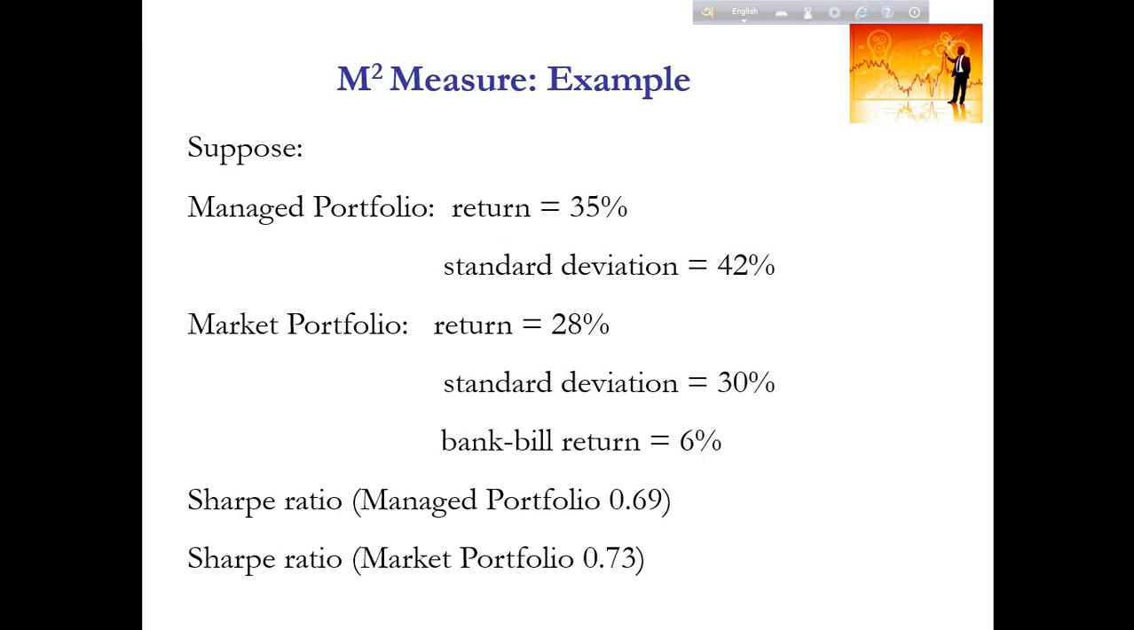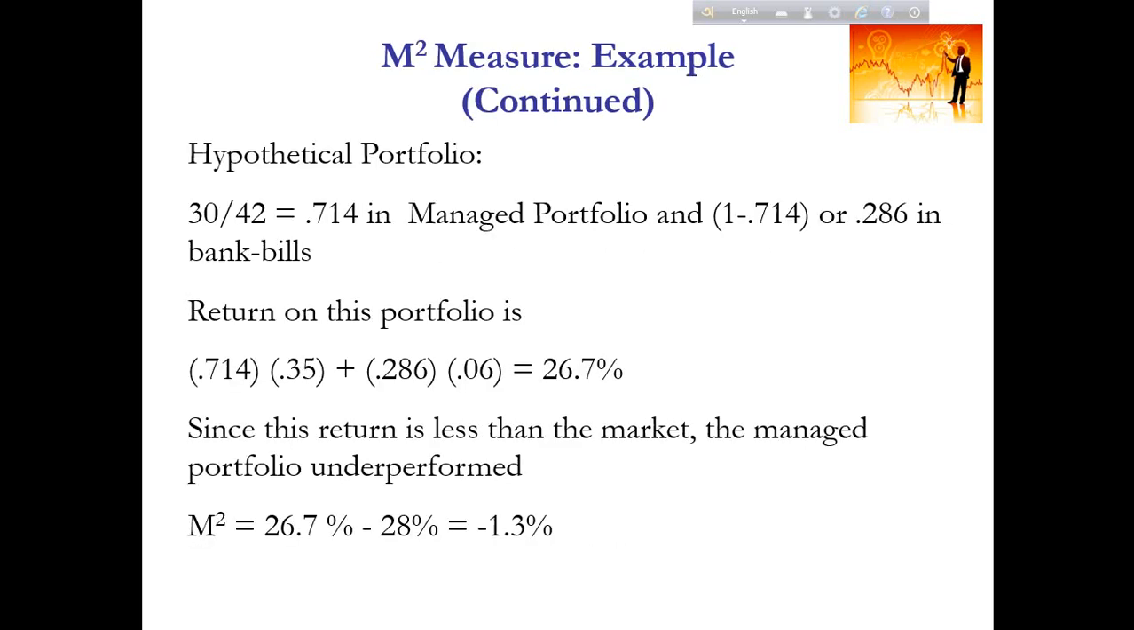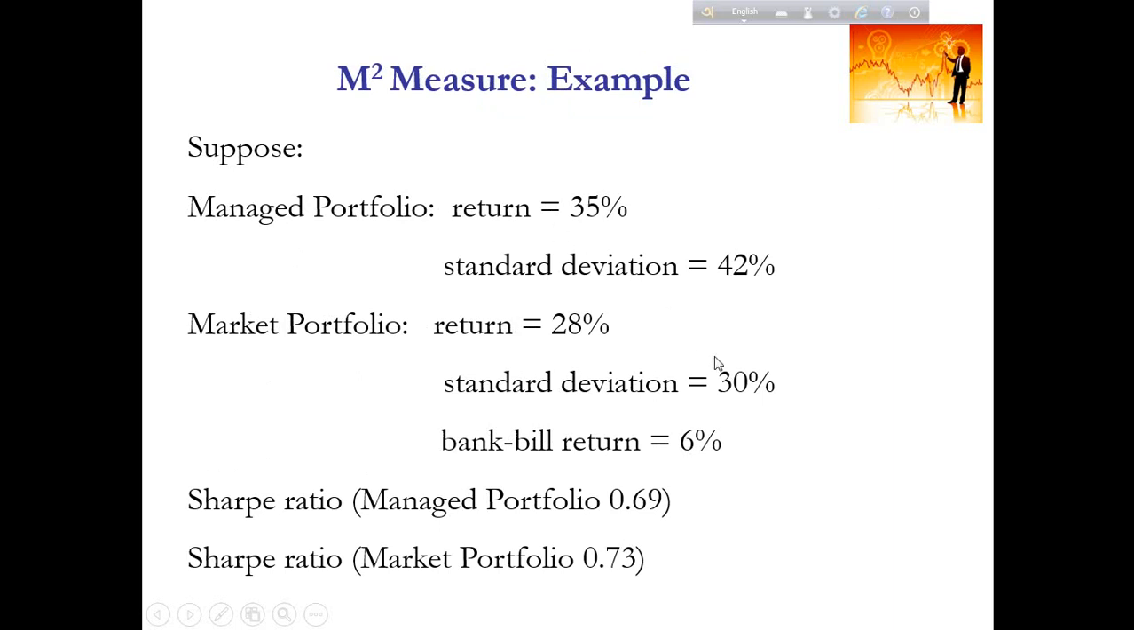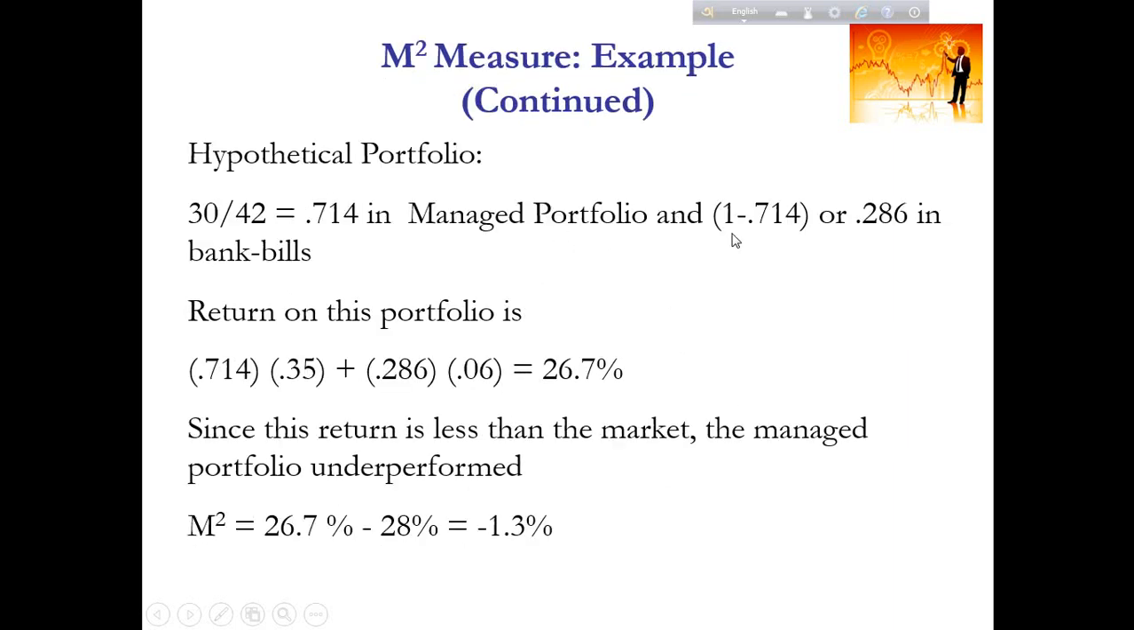As discussed earlier, we weight our hypothetical portfolio so that the weighting in our managed portfolio is the ratio of the standard deviation of the market over the standard deviation of our risky portfolio. So 30 divided by 42, it comes from the previous slide. This 30 divided by 42 is 0.714. It's the weight of the managed portfolio. And we put the balance, 1 minus 0.714, that's 0.286, in the risk-free rate in bank bills.